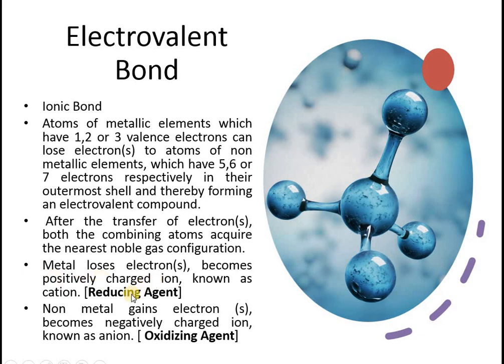They are called cations. These are also the reducing agents. Always remember, metals are reducing agents, as well as hydrogen. Though hydrogen is not a metal, it is a reducing agent. Non-metals gain electrons and become negatively charged ions known as anions, which are oxidizing agents.